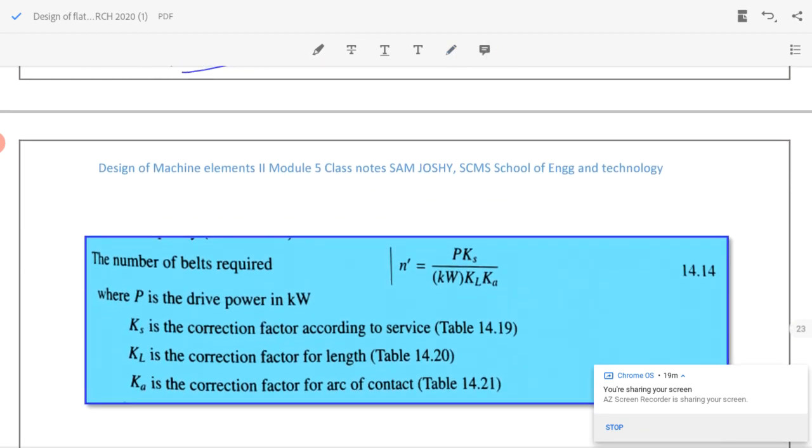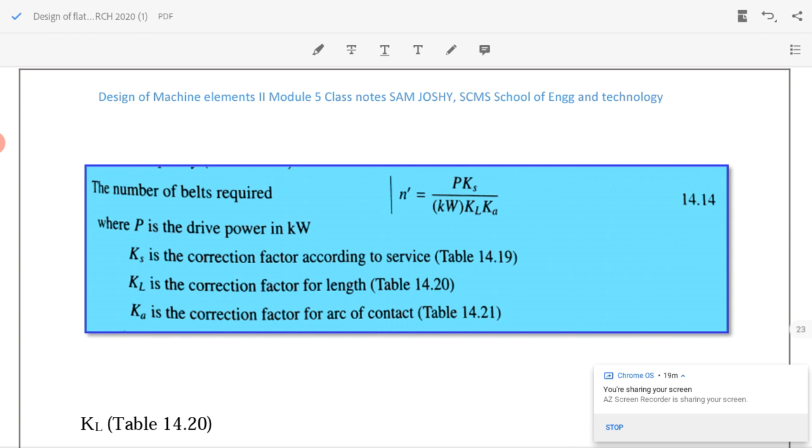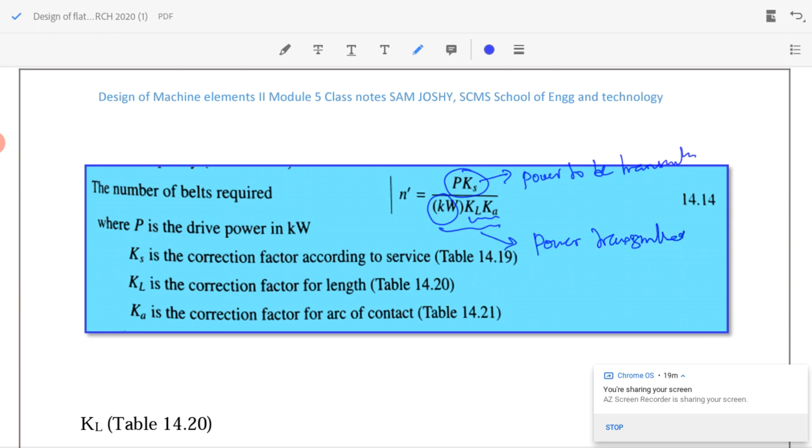Now we will go to the next equation. So we have to find the number of belts. We have found the value of Kw. P is known, Ks is known. Now the only thing we have to find is KL and Ka. P into Ks is the power to be transmitted. And the denominator represents the power transmitted by one belt. So number of belts required will be equal to required power divided by power that can be transmitted by one belt.